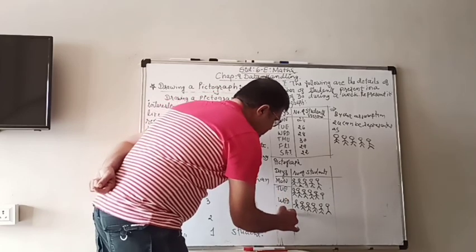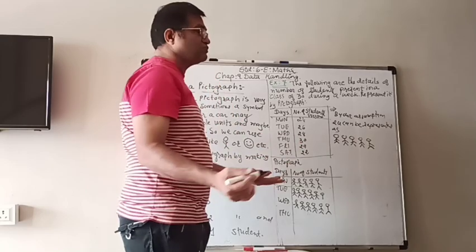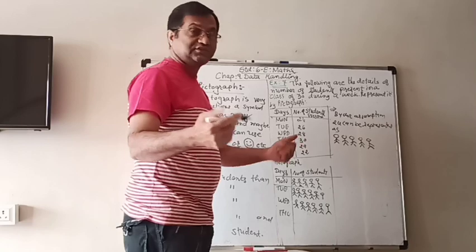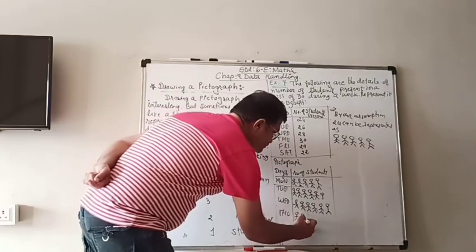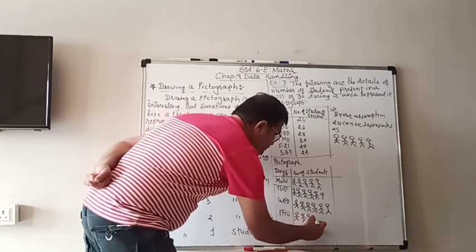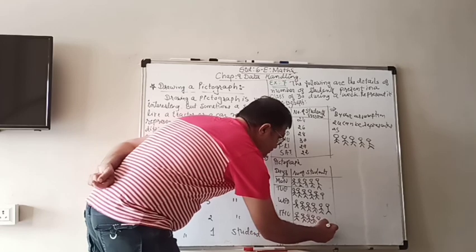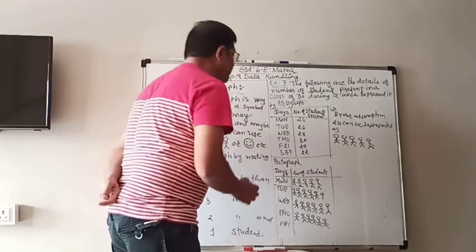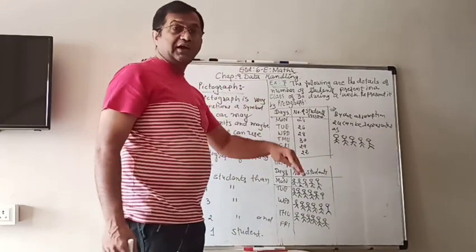Then on Thursday there are 30. So it is very easy. We have to draw 6 men. 6 fives are 30. So 5, 10, 15, 20, 25, 30. On Friday, 29 means 1 less. So only one hand will be cut off.